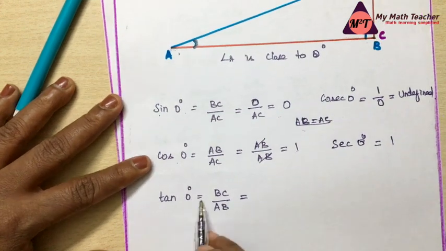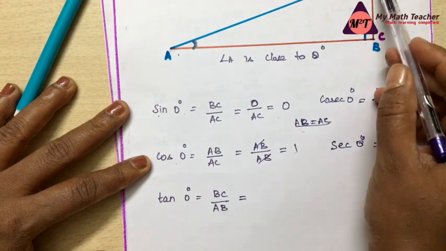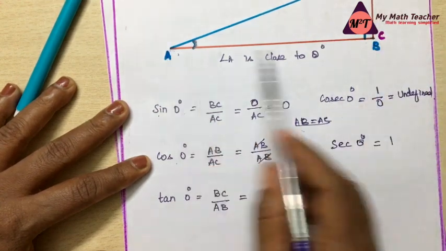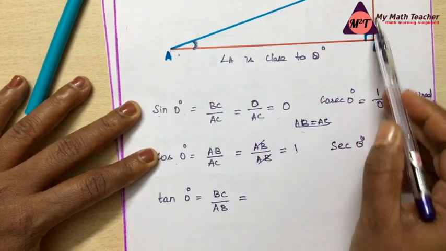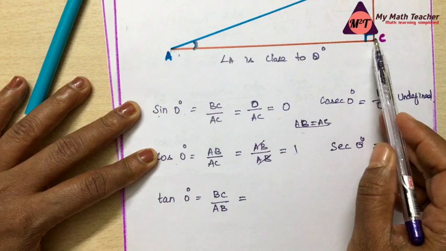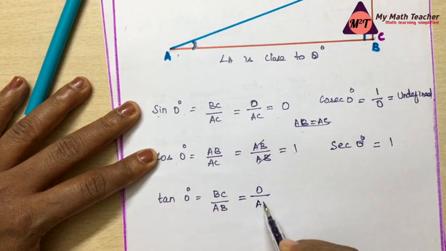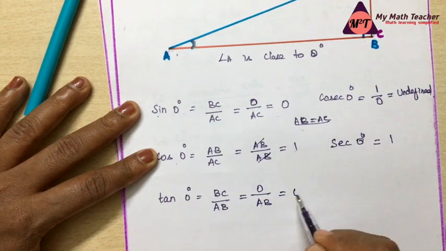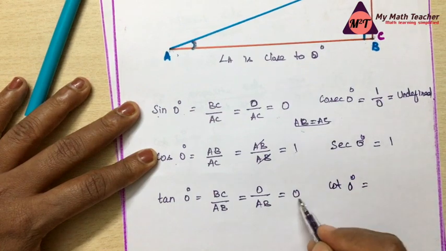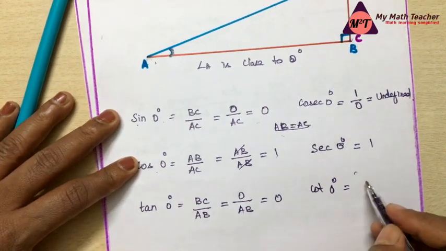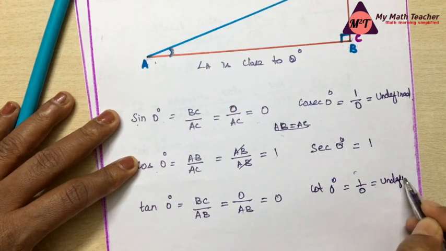Now the next one, tan 0. As we know, tan is opposite side by adjacent. Opposite side is BC and adjacent is AB. Now the length BC has become 0 because this total measurement has reduced to 0. So we can write 0 by AB. 0 by any number is 0, the same as sine. Now cot 0 degrees will be the reciprocal, that is 1 by 0. Again it is also undefined.